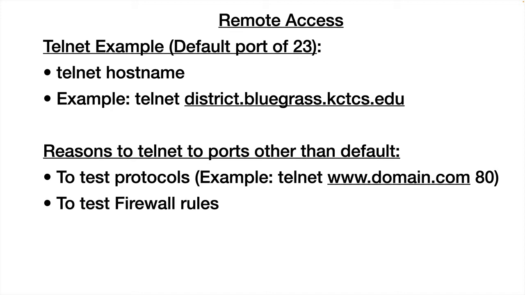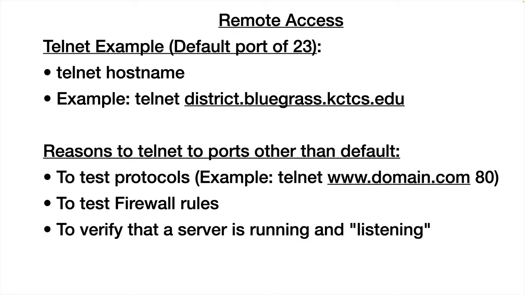Another reason would be to test firewall rules. So if you should be able to get to a particular port on a particular machine that might have one or more firewalls in your path, you can telnet and see if you get a connection to that machine. If so, your firewall rules are probably correct. If not, your firewall rules might not be set up correctly.